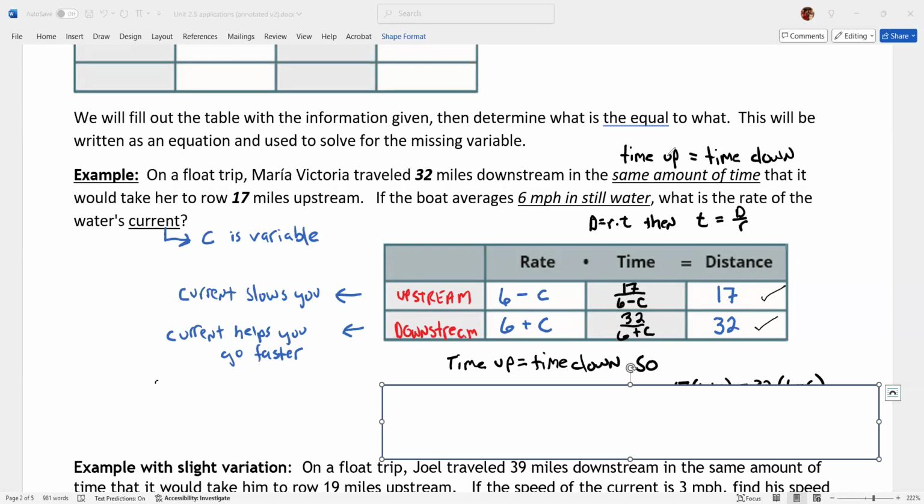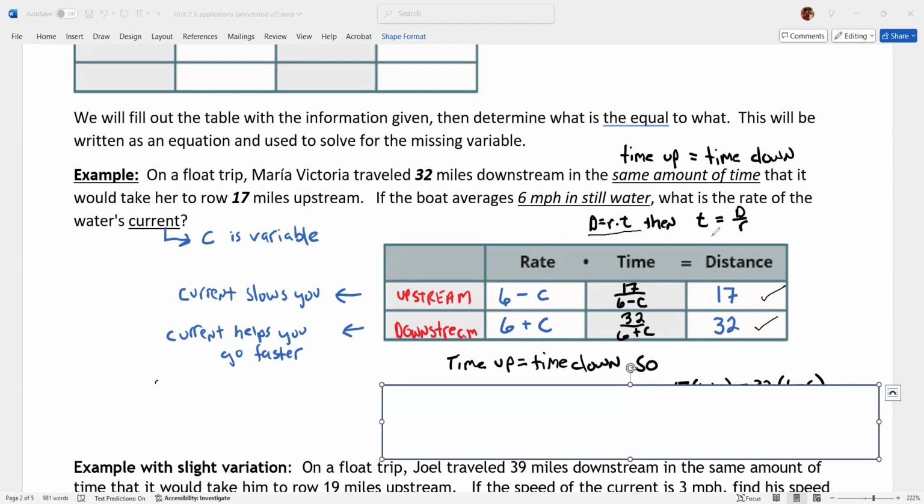In other words, the time up is equal to the time down. Now I have to be able to write an equation, so I have to find something equal to something. So here I know that it's going to be time. Well, if I'm trying to compute the time and I know the rate and the distance, I can simply rewrite the distance formula, D equals RT, and solve this for time.